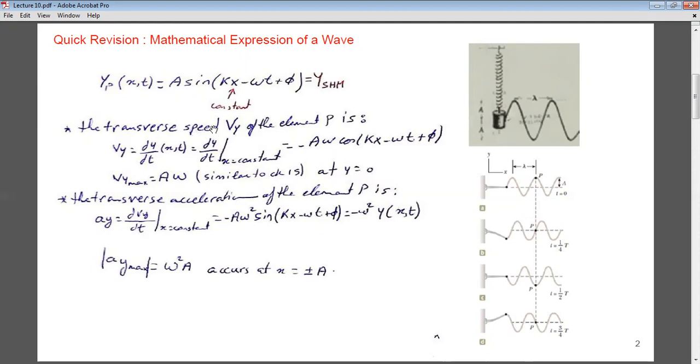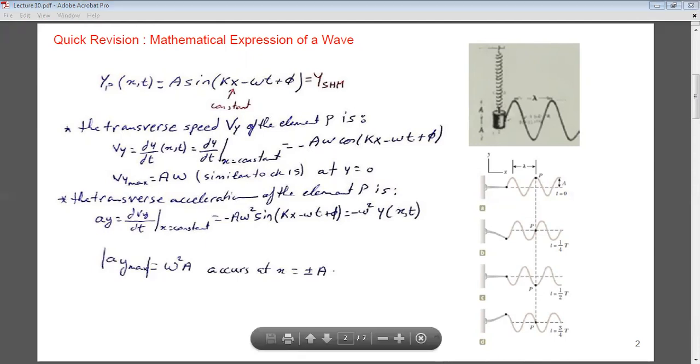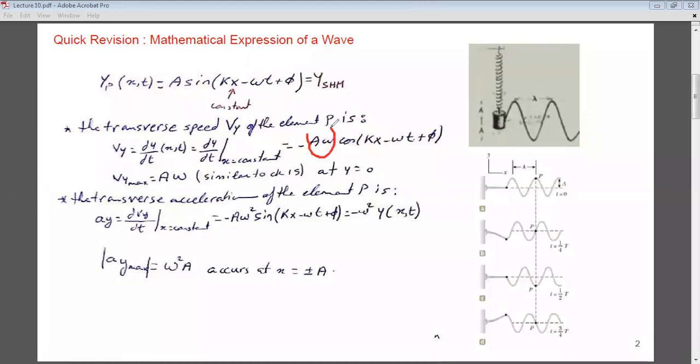Now, the transverse speed Vy, and this is the speed of an element P. It is not the speed of sound. So here you need to make sure that you don't make a mistake with the speed of sound. So Vy is nothing but del y by del t. That is, I take the first derivative, and this will give me minus a omega cosine (kx minus omega t plus phi). And if you pay attention, this a omega is nothing but Vy maximum, which is similar to chapter 15.